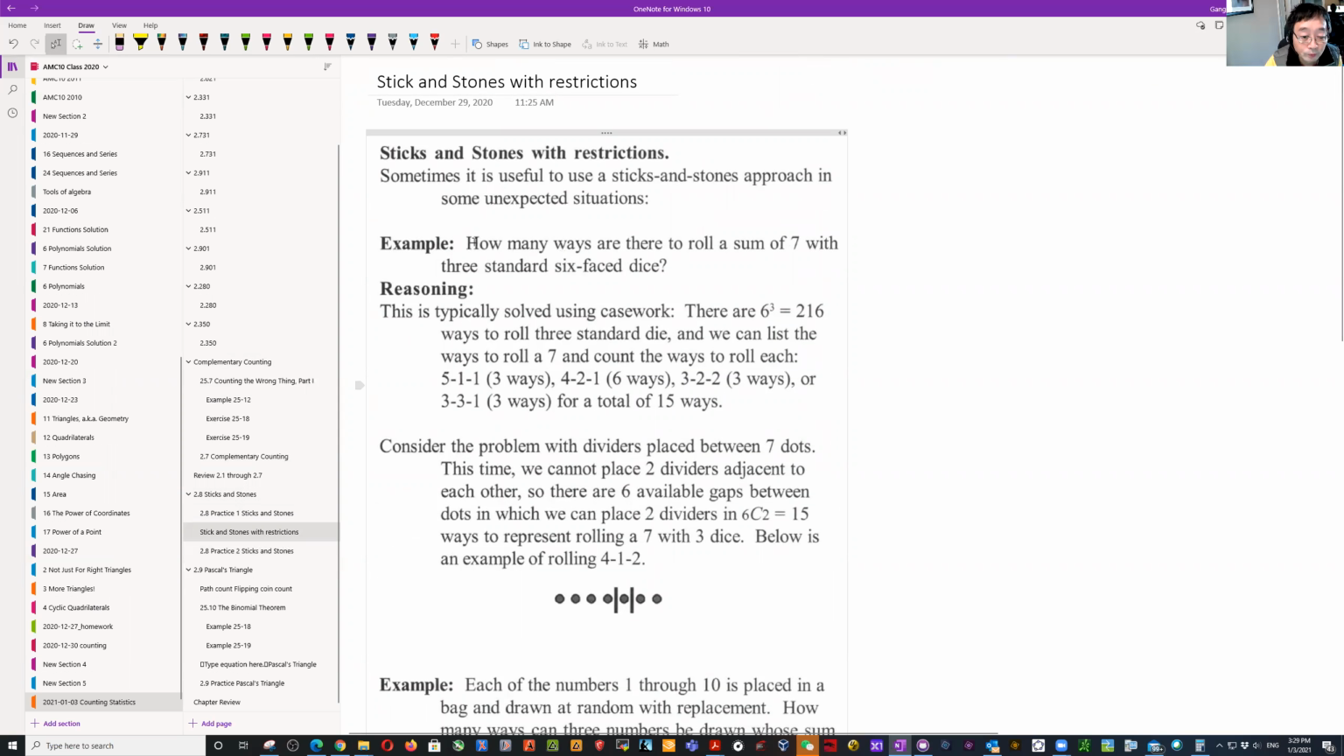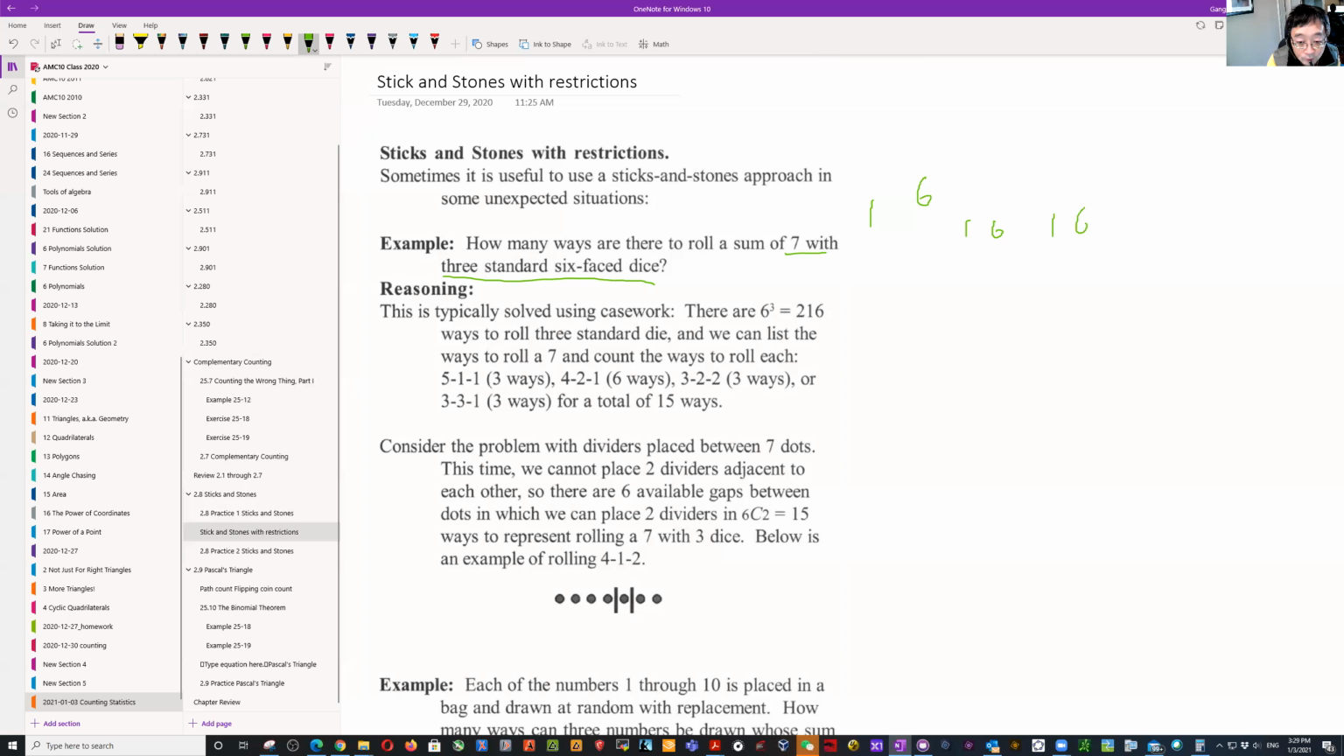For this example, it's asking how many ways are there to roll a sum of 7 with 3 standard 6-face dice. Basically, we know that each die starts from 1 all the way to 6. So 1 all the way to 6, 1 all the way to 6. So basically, it's actually quite hard to list.